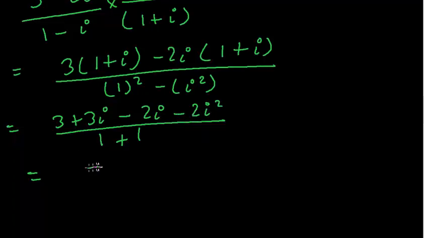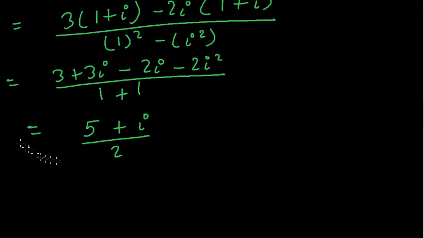3 add 2, that would be 5, add i, divided by 2. And if we write this in the standard form, that should give you 5 over 2 and 1 over 2i. This is how you divide complex numbers. It is also quite simple.